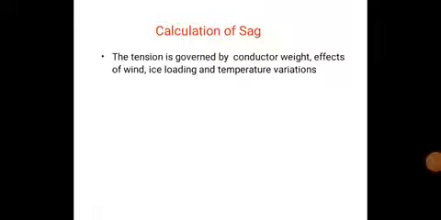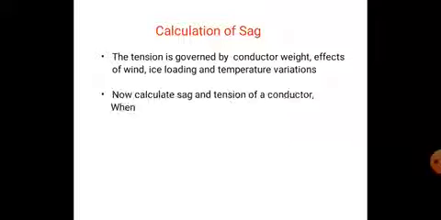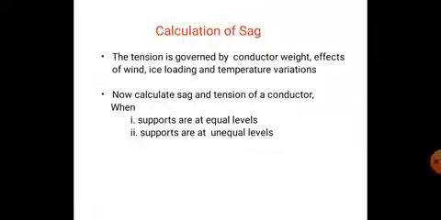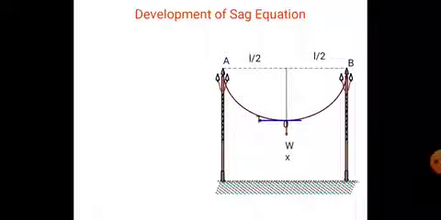Once again I am explaining the calculation of sag. The tension is governed by the conductor weight, effect of wind, ice coating, and temperature variations. Now calculate the sag and tension of a conductor when supports are at equal levels and when supports are at unequal levels. First case is supports at equal levels.